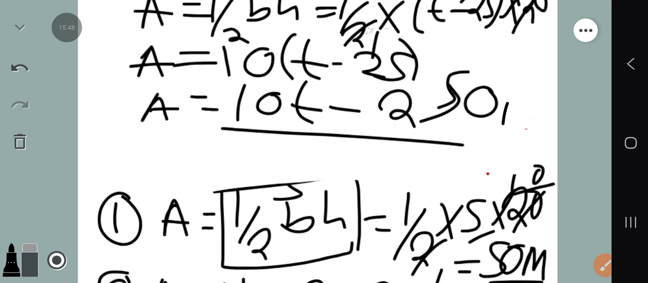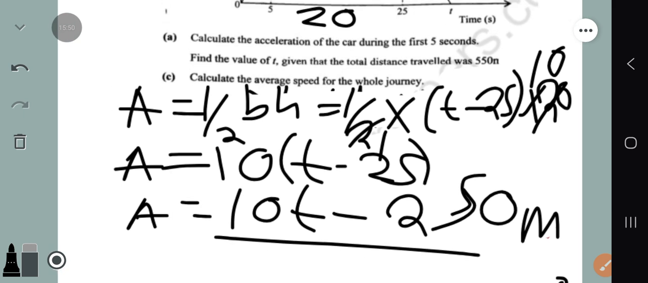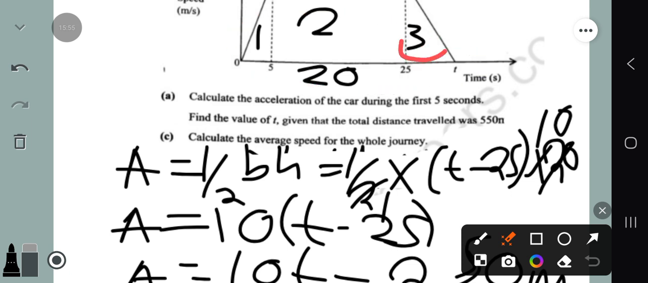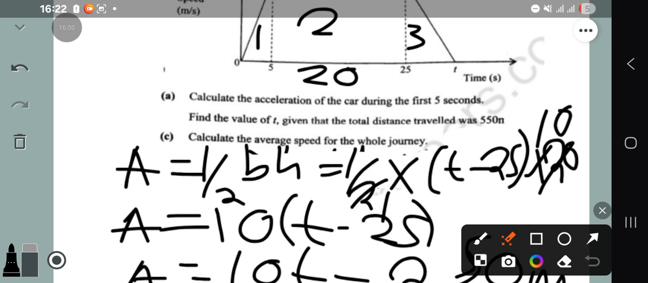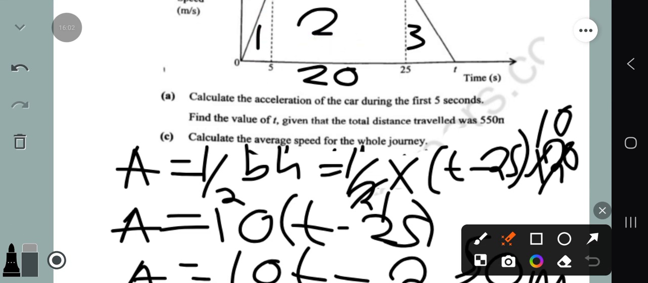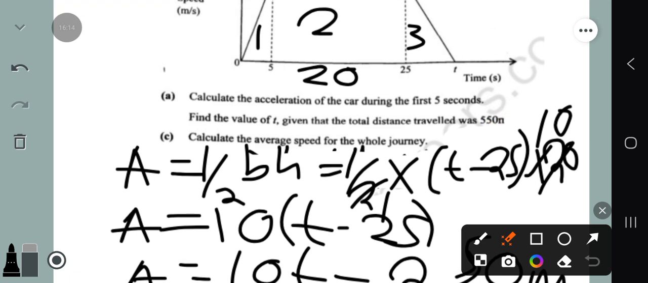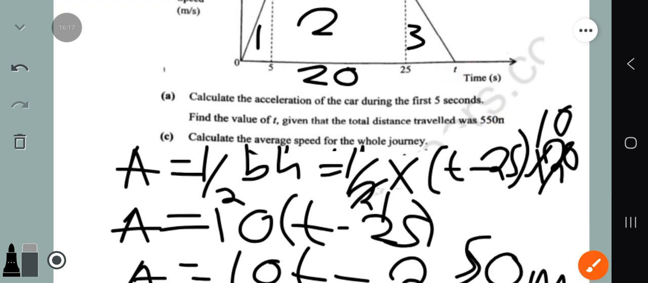So this is my other distance. Distance for what? This is the total distance. Now, this is the distance for the last shape, which is a right angle triangle. Now I'm going to add the area for the first shape, and the area for the second shape, and the area for the last shape. Then I'm going to equate it to 550 and simplify, because I know that this area plus this area plus this area, I'm getting 550. And my interest is finding t. I just hope you understand.